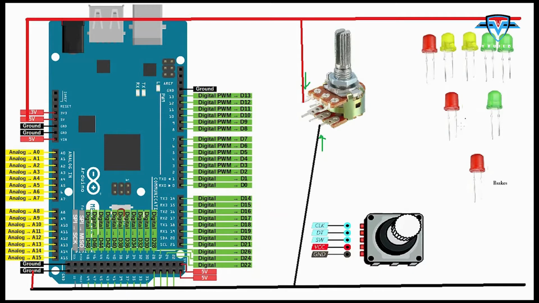Let me tell you how it is. There are two legs to each LED. The shorter one is always negative and the longer one is always positive. I know these are called anode and cathode, but I'm just talking in layman's terms. The longer one is positive and the shorter one is negative.